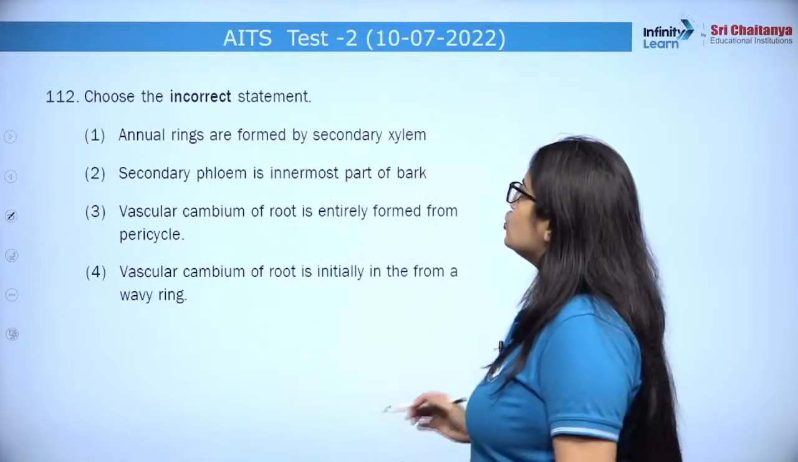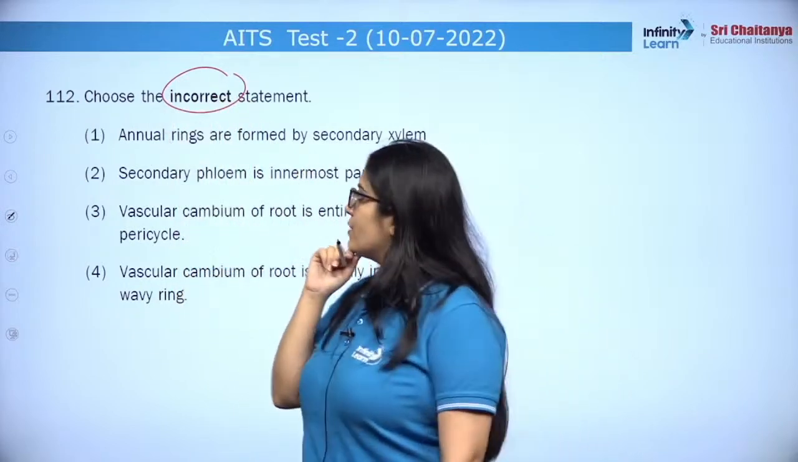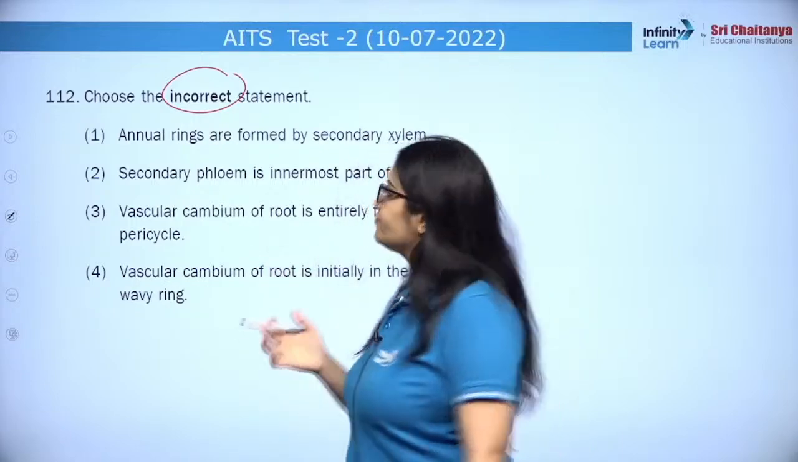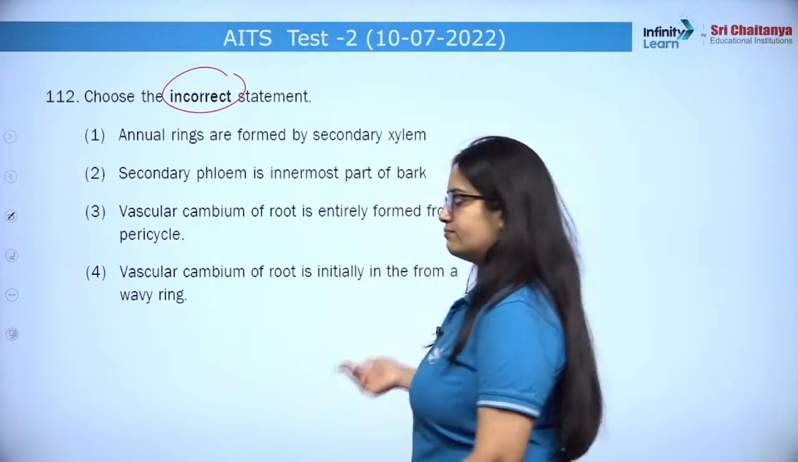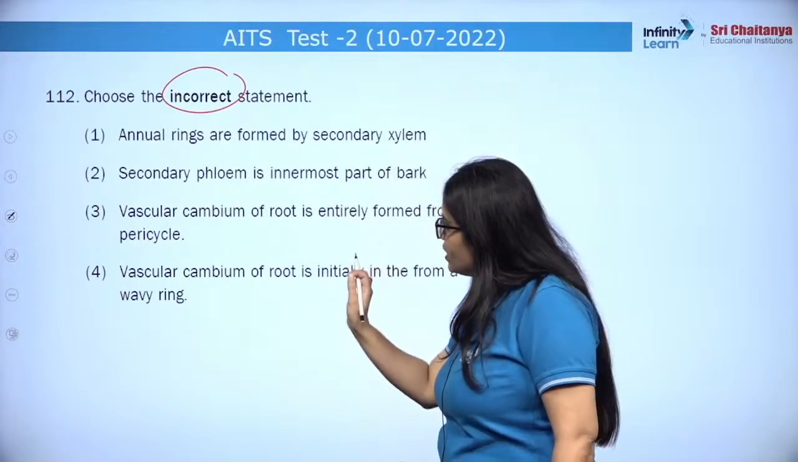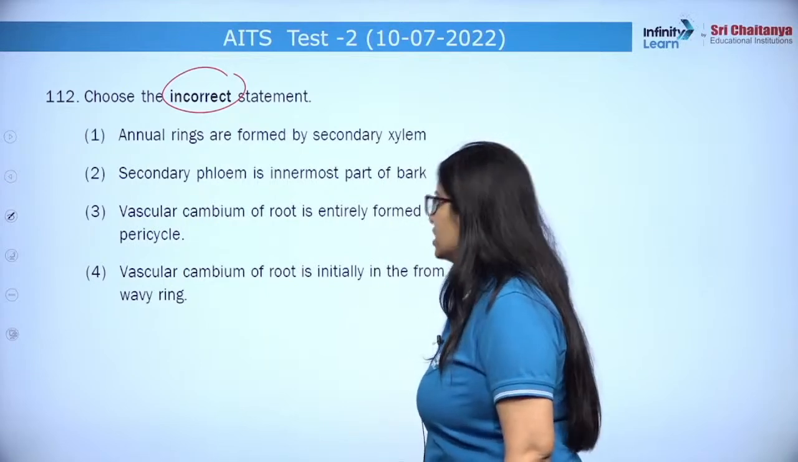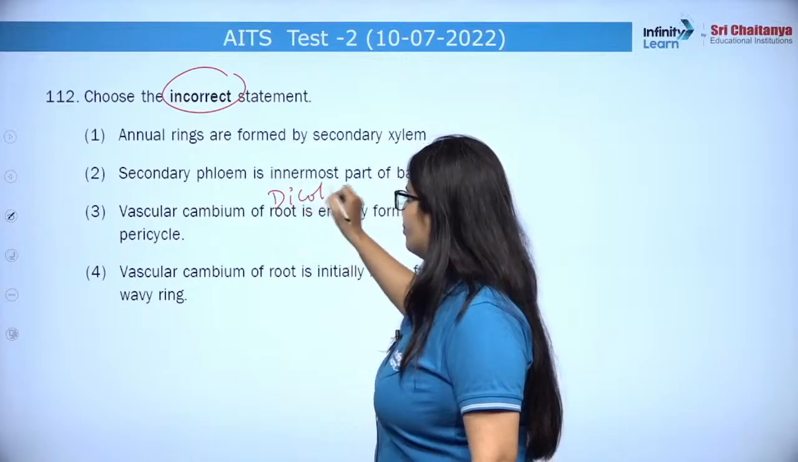Next question. Choose the incorrect statement. So let's find out which of the following is incorrect over here. Annual rings are formed by secondary xylem. Correct. Secondary phloem is the innermost part of the bark, correct. Vascular cambium of root is entirely formed from pericycle. This is not right. They are actually talking about the dicot root, right?